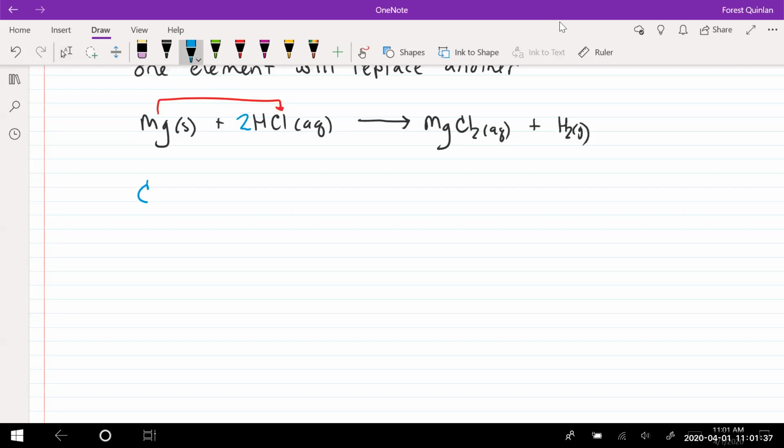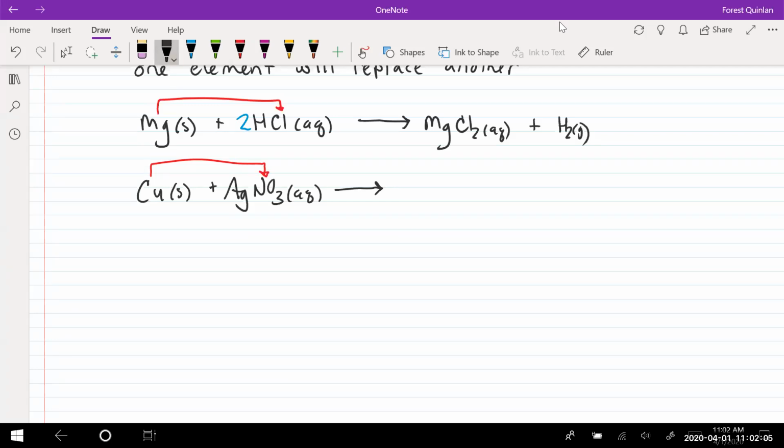Another one. Copper plus silver nitrate. Now the silver nitrate will be floating around for reasons we'll talk about later. Again, this metal will go over and take this non-metal from the silver.